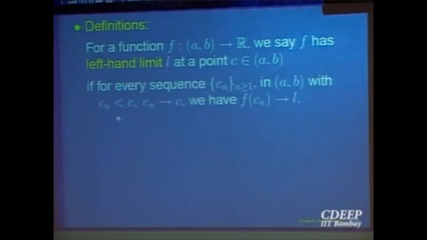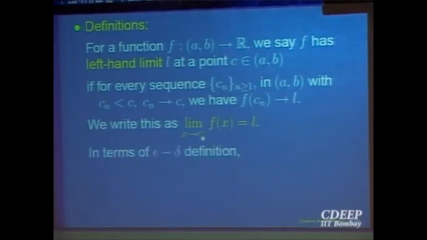So let me write in terms of sequences. Take a sequence c_n strictly less than c, c_n converging to c, then f(c_n) should converge to L. Then L is called the left hand limit of the function at the point x equal to c. In terms of the epsilon delta definition, what will it be? Instead of looking at c minus delta and c plus delta, you will be looking at only c minus delta to c, only the interval on the left side. So given epsilon, there is a delta so that whenever the point is between c minus delta and c, then f(x) is close to L. That is, |f(x) minus L| is less than epsilon. So that is epsilon delta.